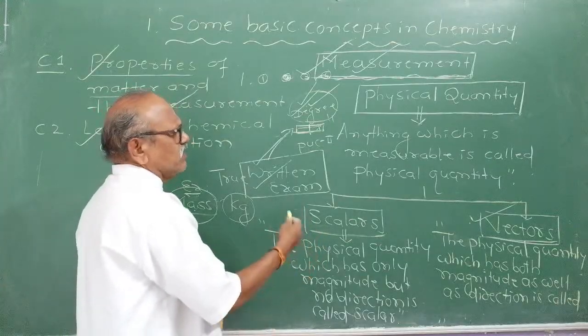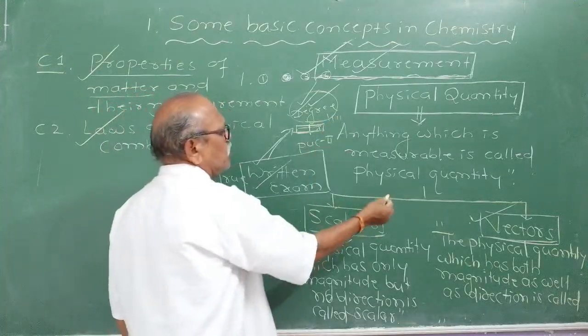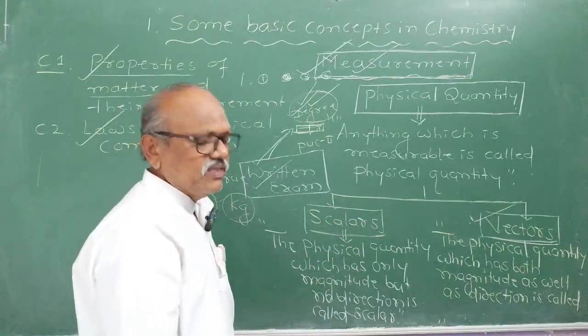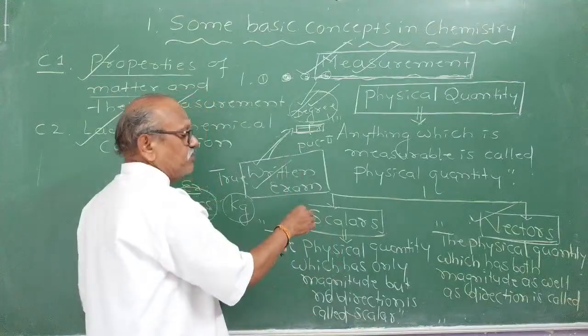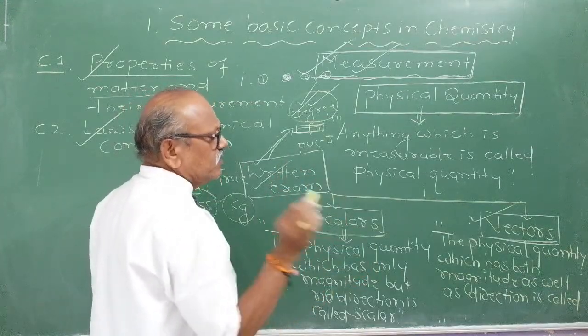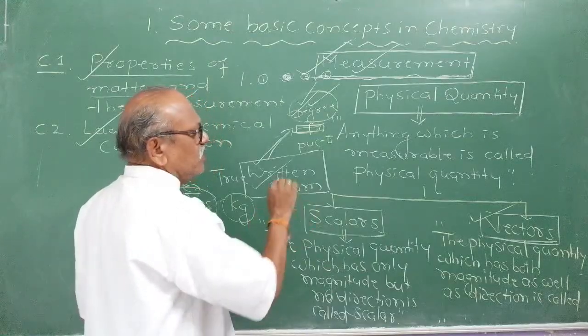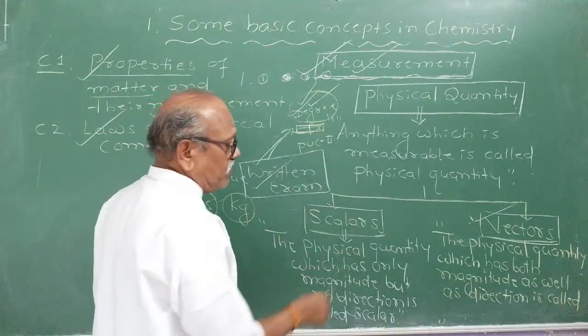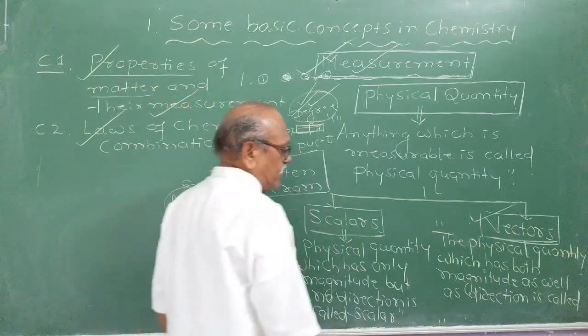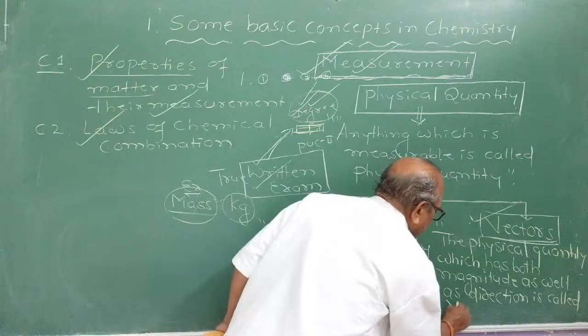Many students, even those coming from the English medium, cannot make simple grammatical sentences. Therefore, focus from the beginning and try to write complete definitions. The physical quantity which has both magnitude as well as direction is called a vector.